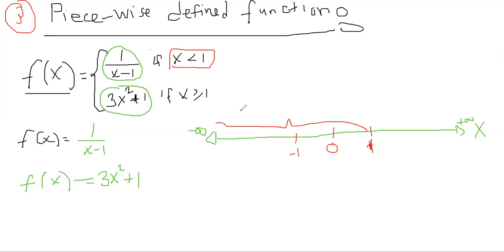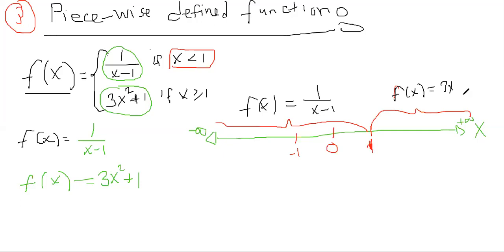So in this range of the number line, from here up to here, we have to use 1 over x minus 1. But it is telling us that if x is equal to 1 exactly, up to positive infinity, then we have to use the second formula, which is f of x equals 3x raised to the power of 2 plus 1.